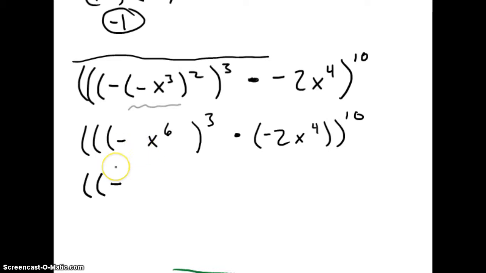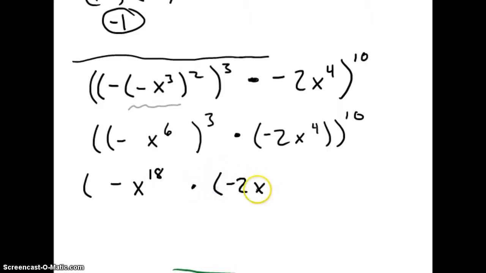Looks like I might have too many sets of parentheses. I should have only had 2 sets of parentheses on these. So this set of parentheses will no longer be necessary. I know that this ends up being a negative because this is an odd power. X to the 6th raised to the 3rd power, I multiply the exponents and I get x to the 18th power. And I still have times negative 2 x to the 4th power, and this is all raised to the 10th power.